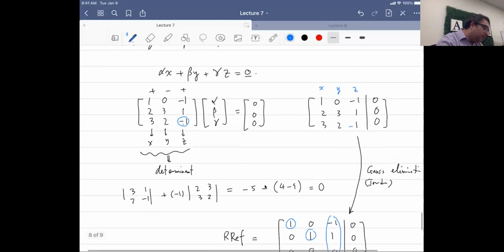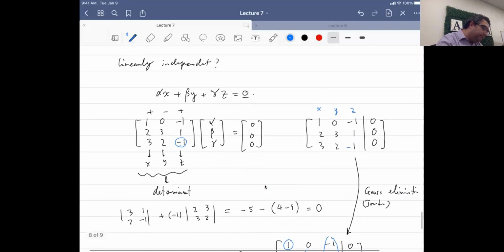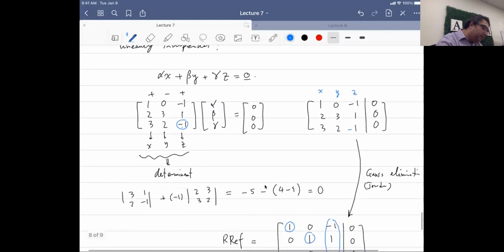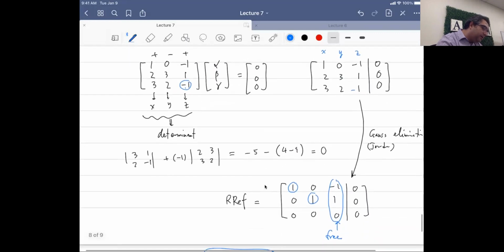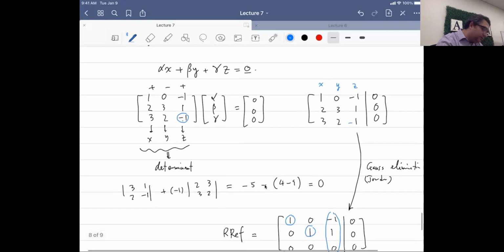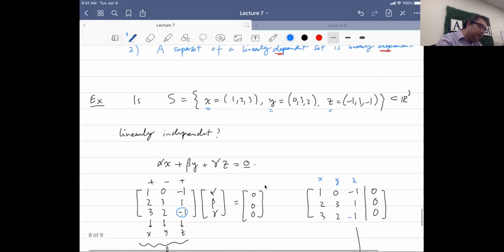Okay, so can I come up with a linearly independent subset of these vectors, for example? So I know that z is y minus x. This is what I just realized. Z is y minus x, right? If I just drop the z, would the set be linearly independent? This too.